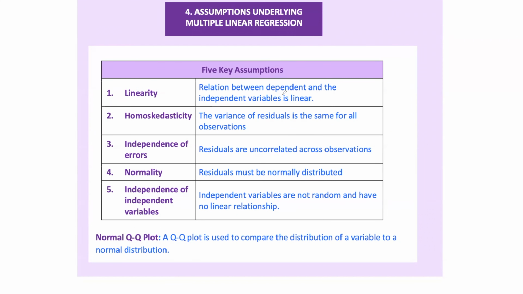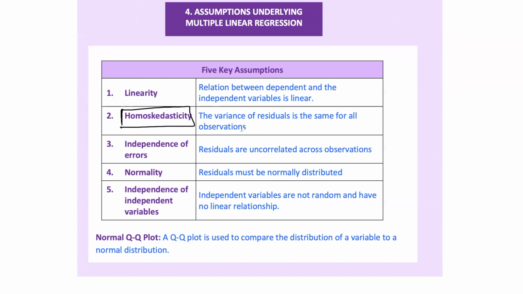For example, if you're looking at how advertising spend influences sales, you expect a straight line relationship. If the relationship curves or changes slope at different levels of spend, the linearity assumption might not hold, and your model's predictions could be off.